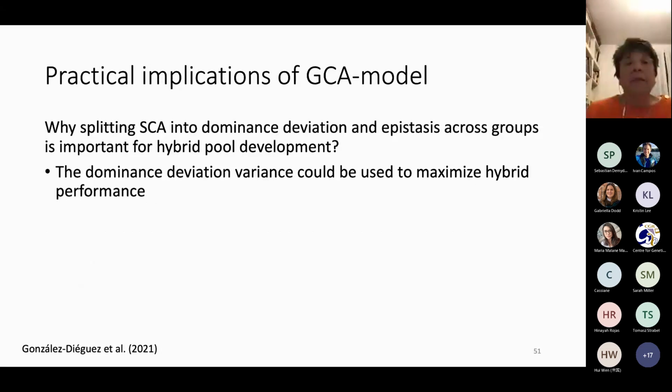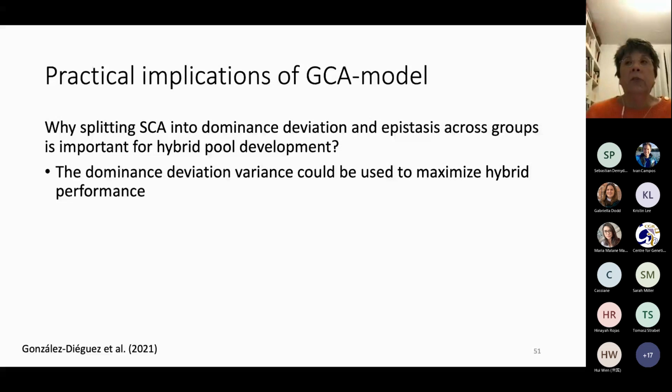Why is splitting specific combining ability into dominance deviation and epistasis across group important for hybrids? Because the dominance deviation could be used to maximize this hybrid performance. So that is also very important.